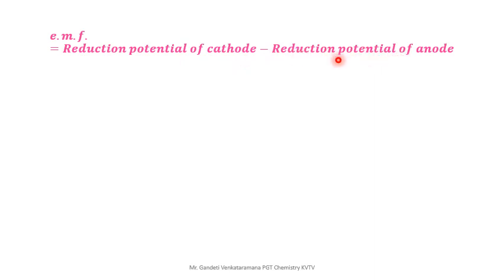You may say, sir, I will take the oxidation potential here. If you take the oxidation potential of the anode, the minus automatically becomes plus. Then it is the reduction potential of the cathode plus the oxidation potential of the anode. But as per the convention, we take only reduction potentials. Next, E cell equals E cathode minus E anode, where E represents reduction potential. E cell equals E right minus E left, because the cathode is on the right hand side and the anode is on the left hand side.